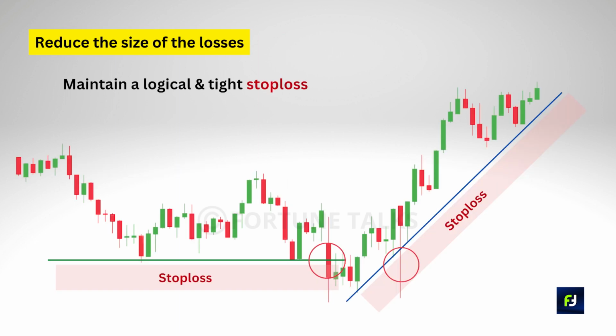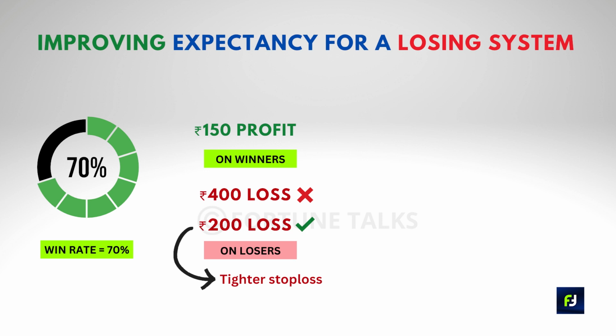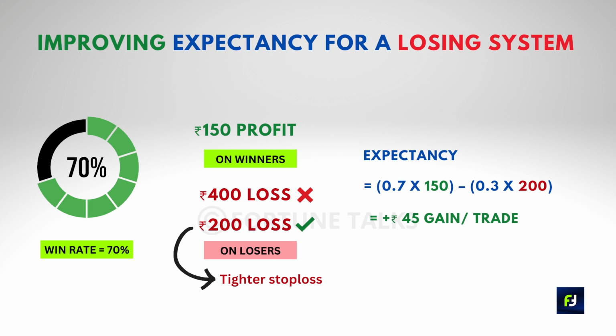Probably the easiest fix is to reduce the size of the losses, potentially with a logical and tighter stop loss. If this trader can reduce the losses to say 200 rupees, then he will be profitable even though he wins 150 rupees only. Even though the reward to risk is less than 1, we are considering this because this trader is winning more number of times. So the expectancy of the revised system will come out to be positive 45 rupees. So by reducing the losses, this trader can now expect to make 45 rupees on average every time he makes a trade.